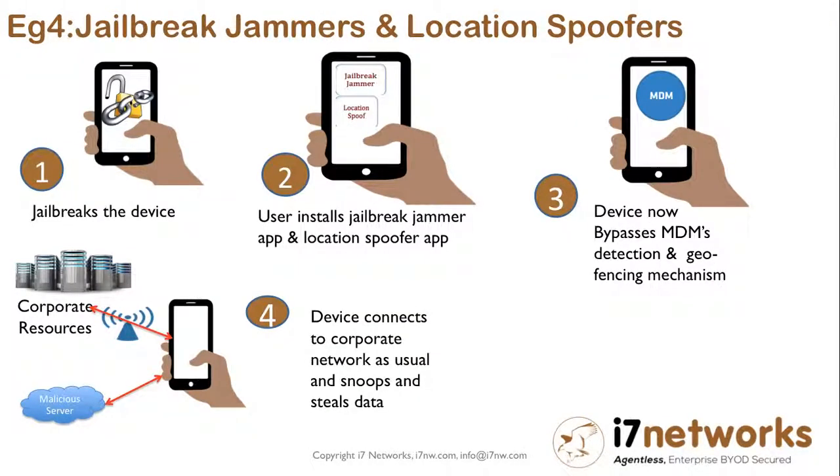This is the fourth one. This is becoming a huge issue nowadays. People jailbreak the device and they install a jailbreak jammer. Sometimes they also install a location spoofer. What it does is, when you install MDM or any host-based solution to find whether the device is jailbroken or not, it fools it. It bypasses such detections. Now it comes and connects to the corporate network. If you have any mechanism to detect a jailbroken device through these host-based solutions, MDM or anything, it bypasses it, and now you have a jailbroken device inside the network, and it is ready to do any of the things I already explained to you.